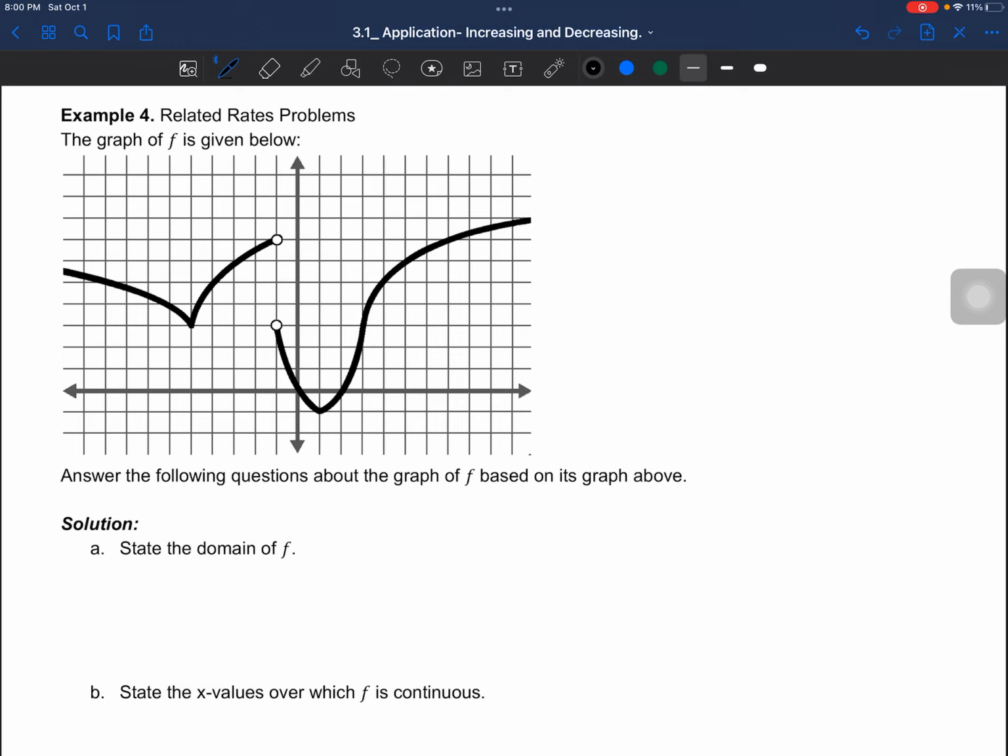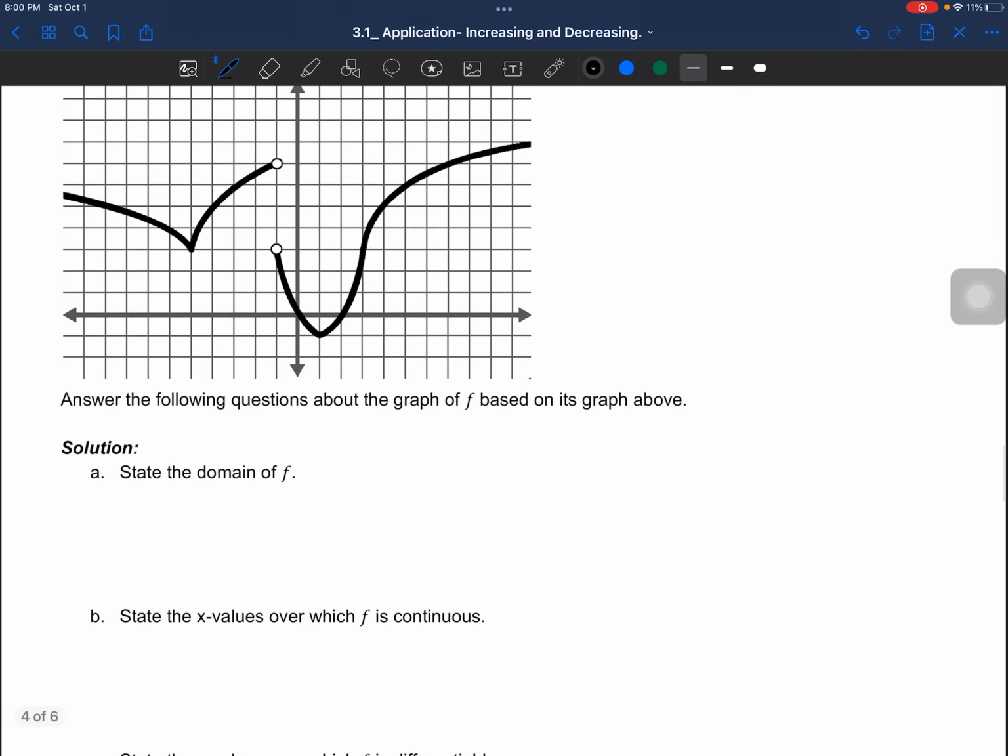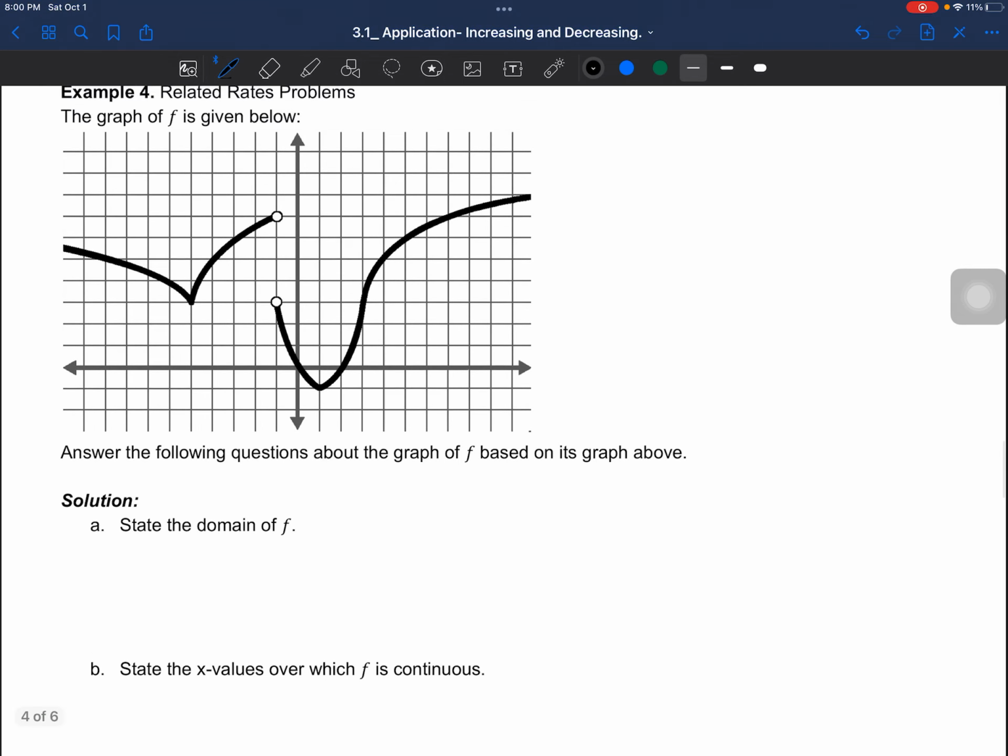Of course, the strategies that we have discussed of how to find the critical numbers and how to create a test to determine when the function is increasing or decreasing are very important, because we do not always rely on having a graph, right? All right, so let's begin. The first part is asking us to state the domain of the function.